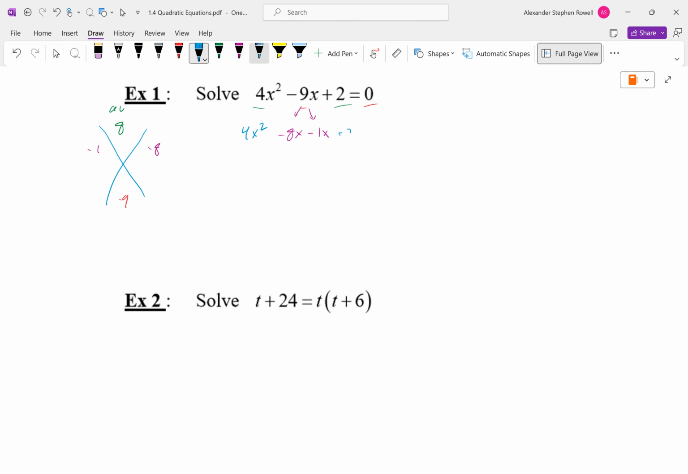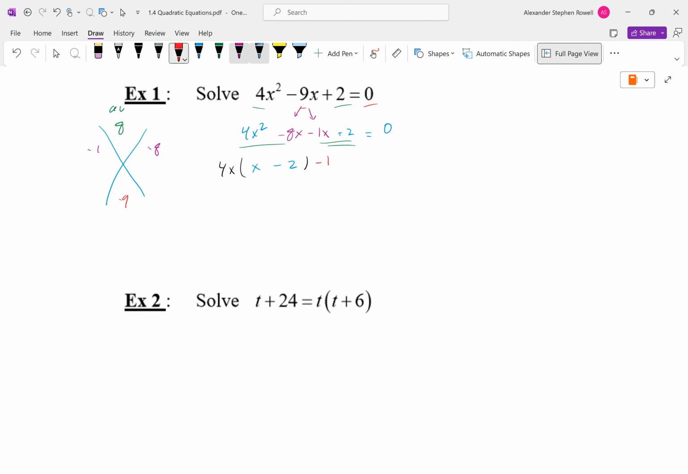4x squared minus 8x, minus x plus 2 is equal to 0. And we can factor by grouping. Personally, I'd probably prefer guess and check. But you guys said AC method, so we're doing it. What's the greatest common factor of the first pair? 4x. So what's 4x squared divided by 4x? X, very good. And what is -8x divided by 4x? -2.